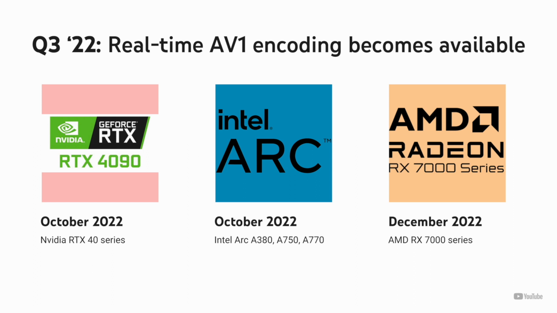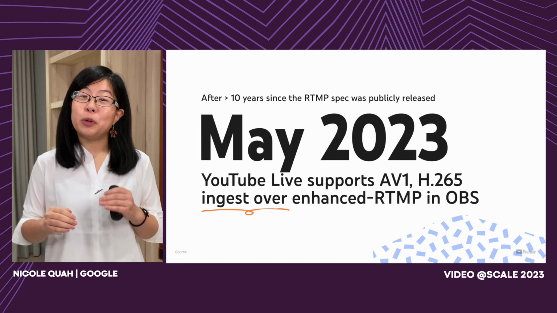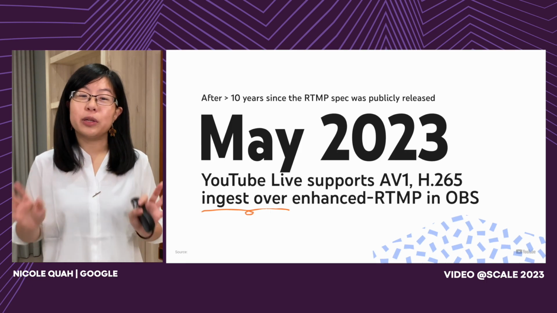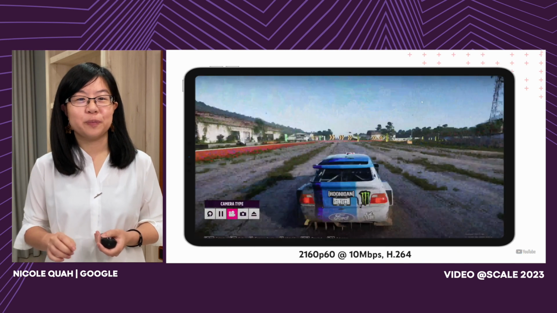And so the pieces are now starting to fall into place. With the advent of these new series of GPUs, YouTube can start accepting AV1. So shortly after Veovera publishes the enhanced RTMP spec, YouTube releases support for AV1 and H.265 ingest over RTMP. For this, we worked really closely with the incredible OBS community to bring this capability to creators.